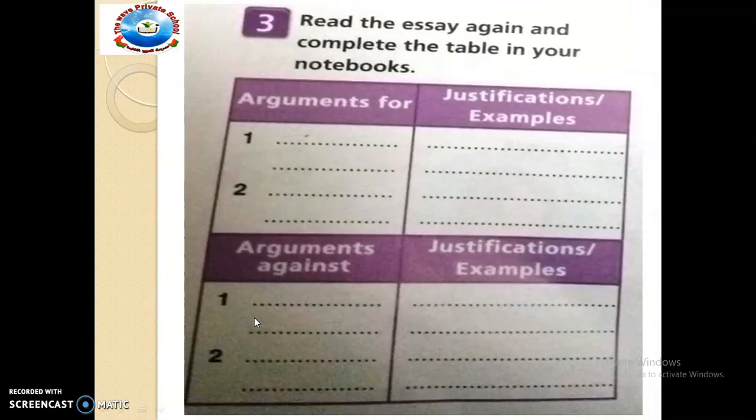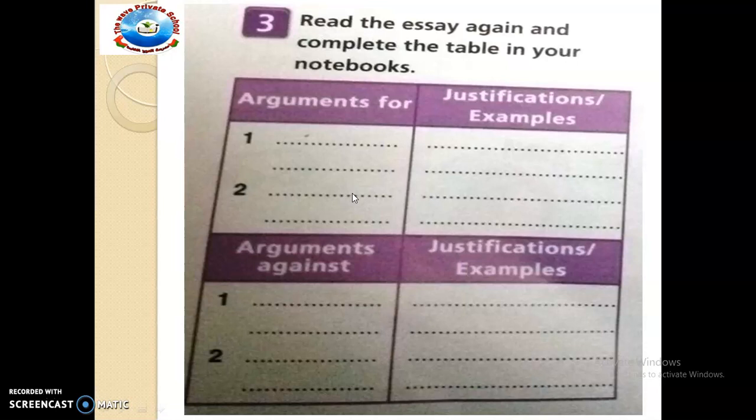Now we want to go to exercise 3. It says we want here to deconstruct a model essay. And here we have, read the essay again and complete the table in your notebook. We have argument for, justifications, and examples. We have arguments against, justification, and example. This particular argument for and against, we use it for debates when you are arguing for and you are arguing against. So let's see what would the topic be.